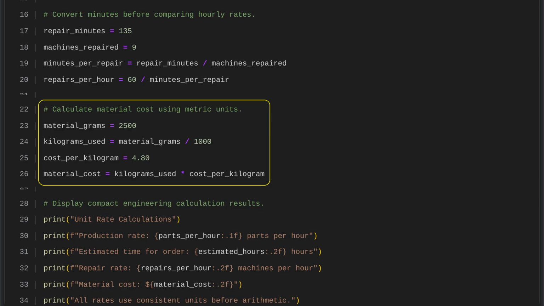Convert 2,500 grams of material into kilograms by dividing by 1,000, giving 2.5 kilograms. Then multiply that amount by the cost of $4.80 per kilogram to find the total material cost.